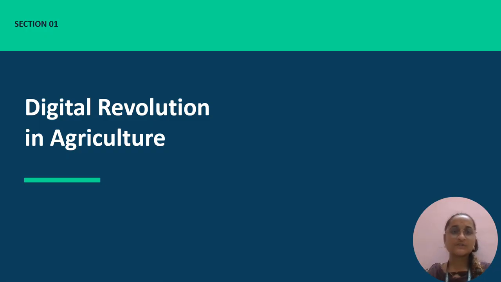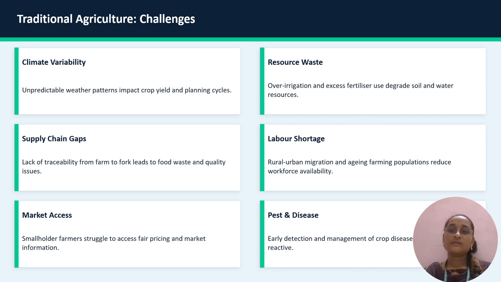Then is the digital revolution in agriculture, and we will see the traditional agriculture challenges. Traditional agriculture faces many challenges. Climate change causes unpredictable weather, while overuse of water and fertilizer leads to resource waste. There are also supply chain issues, labor shortage, and difficulty in accessing markets. Additionally, pests and diseases are not detected early, which affects crop yield.